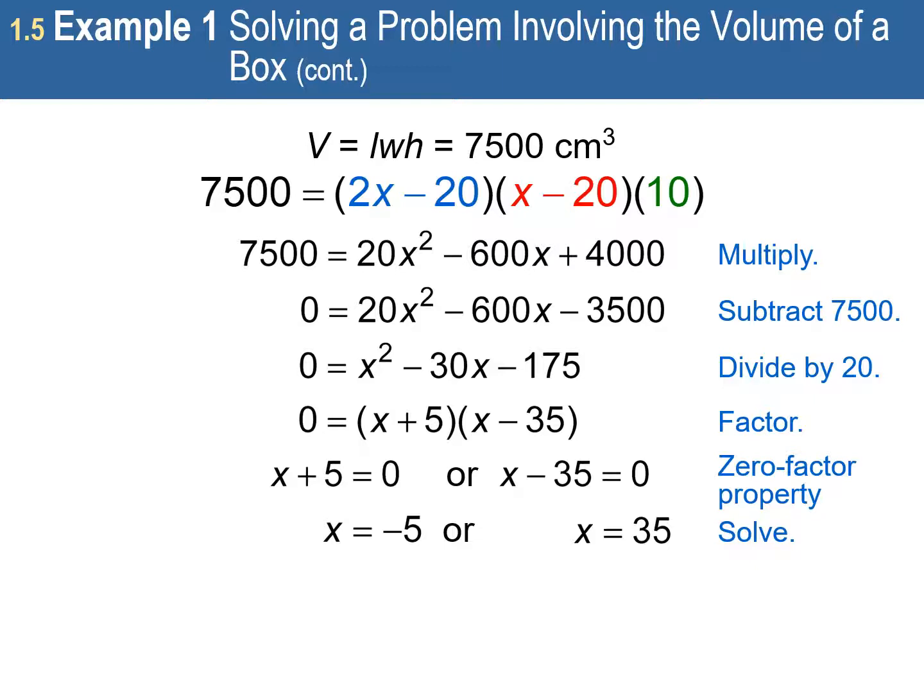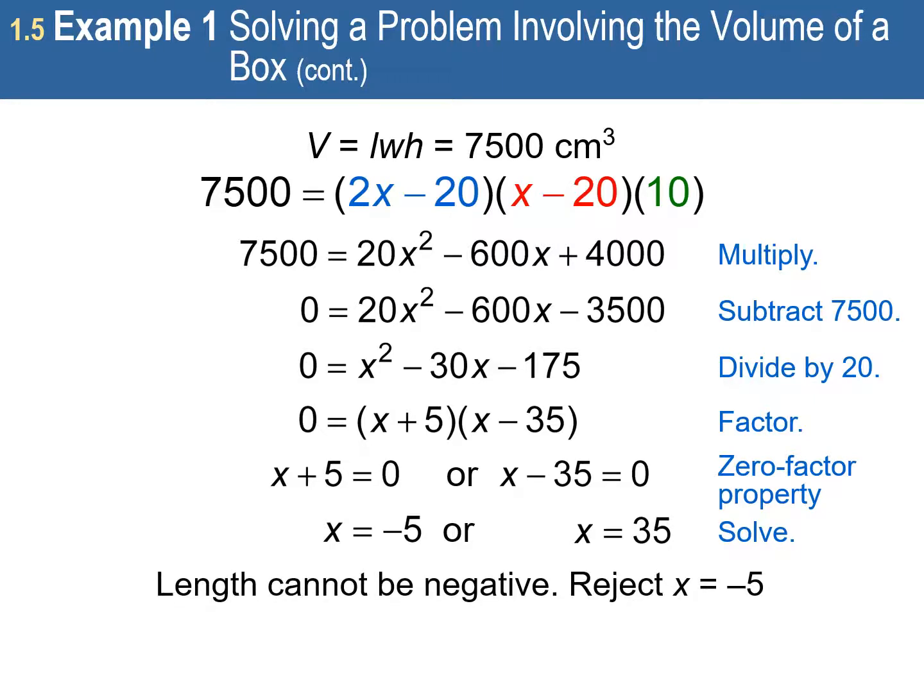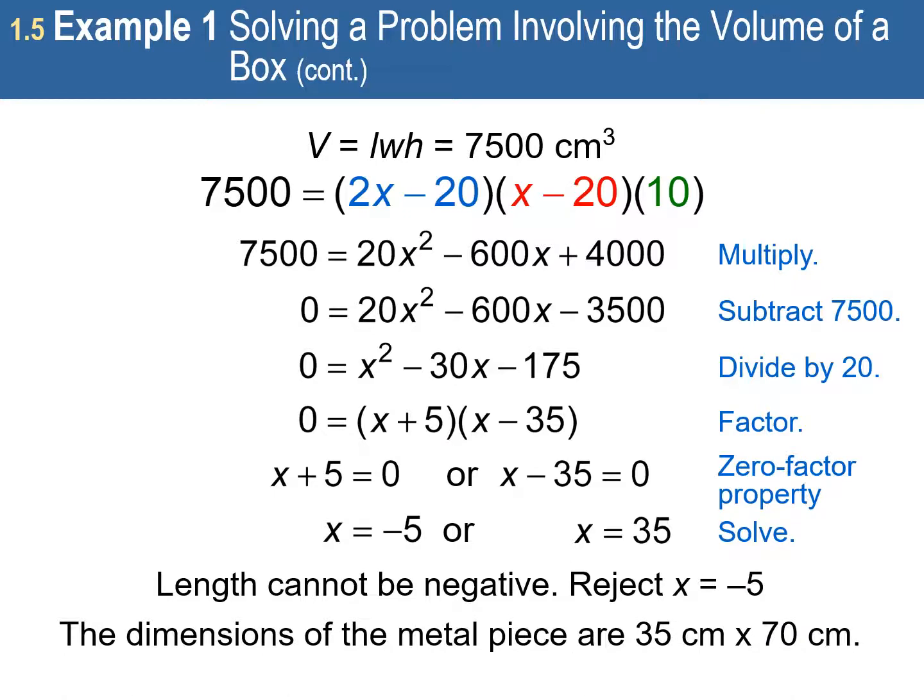Now let's think about this. What was x? x was the length of one of the sides of a piece of metal. So can it be negative? Nope. So you have to throw out the negative 5 solution. So you get the dimensions of the metal, or x, when x is 35, the dimensions of the metal piece are 35 and 70.